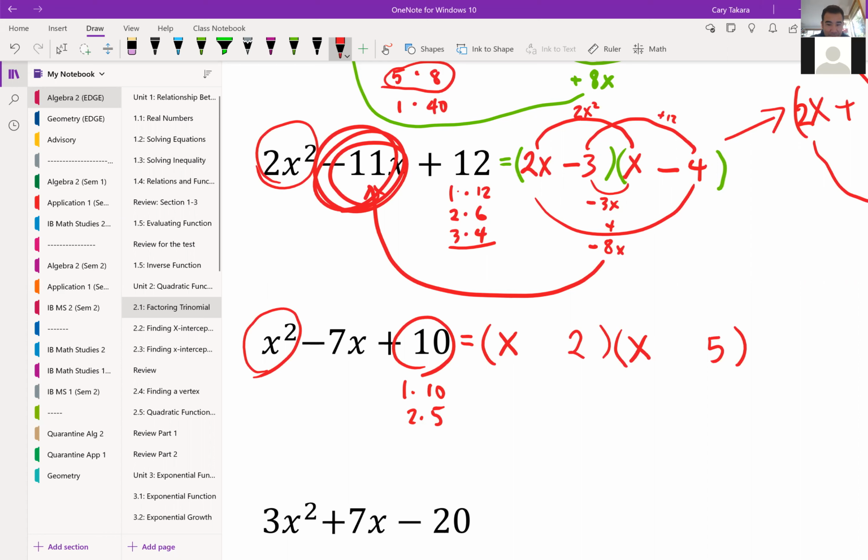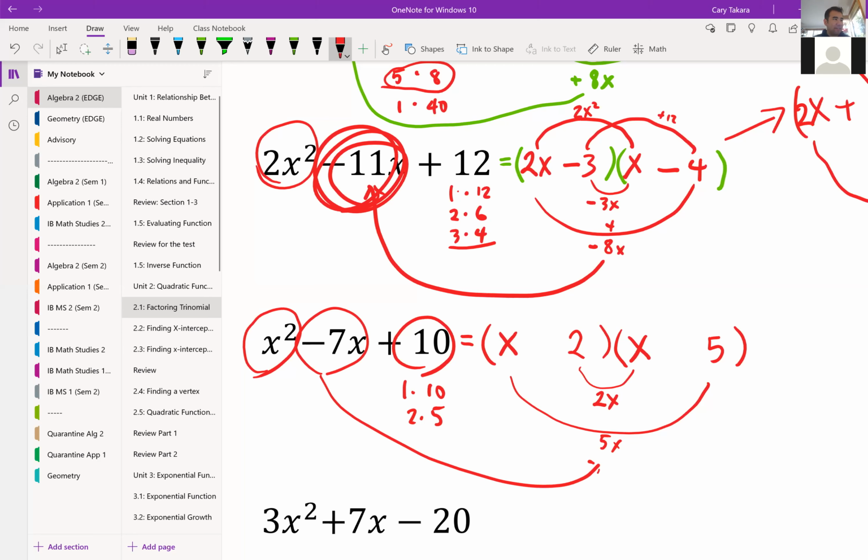So, and then we're going to do the donut shape to confirm, right? That's 2x, and then you get 5x. Can we create negative 7x by adding 2 and 5? Can you or not? How do you get negative 7x when you add them together? You're always going to add the 2 middle terms to get to the middle negative 7x.